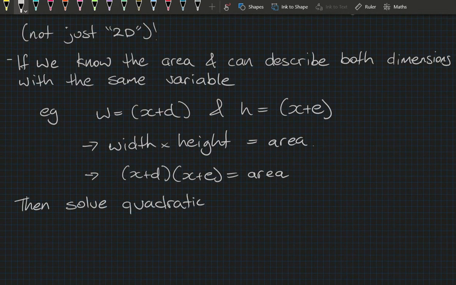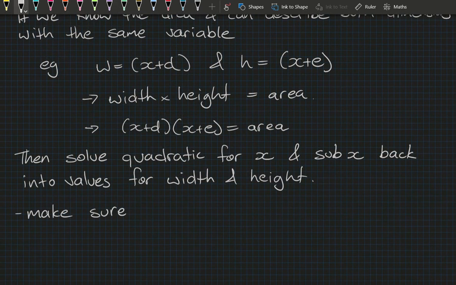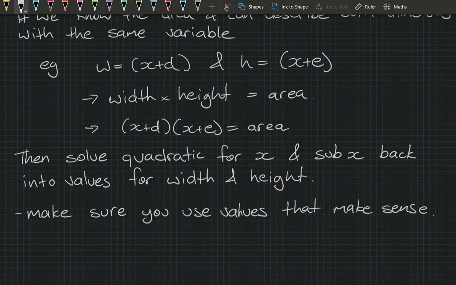So then we just need to solve the quadratic for x and sub x back into the values for the width and height. Of course, you need to make sure that the values that you have make sense. Importantly, this means no negative lengths.